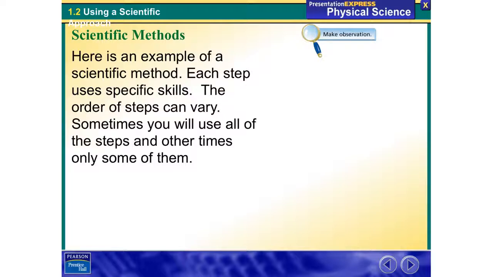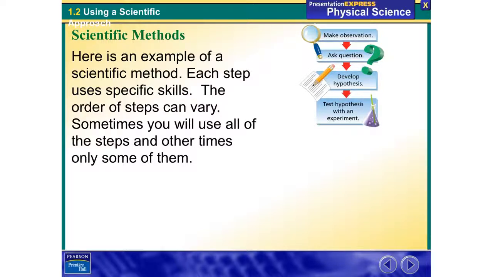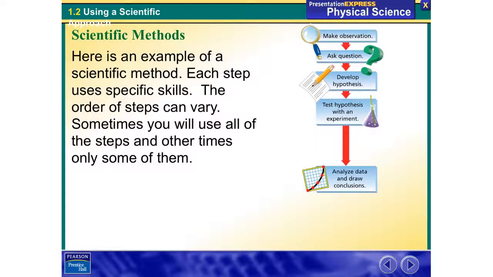To the right, we have an example of a scientific method. Each step uses specific skills. The order of the steps, though, can vary. Sometimes you'll use all the steps and other times only some of them. So the first step is to make an observation and then ask a question. From your question, you would develop a hypothesis. Then you would test your hypothesis with an experiment. As you are testing your hypothesis, you will gather data, and then you will analyze your data to draw a conclusion. Now here's where things can get a little messy.